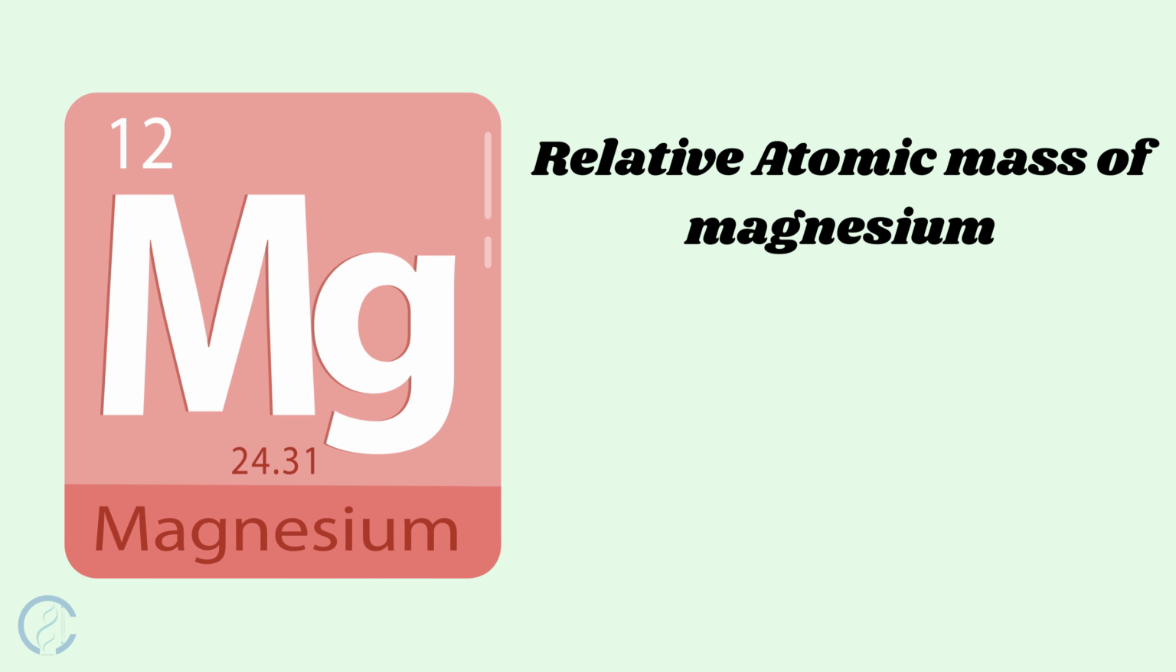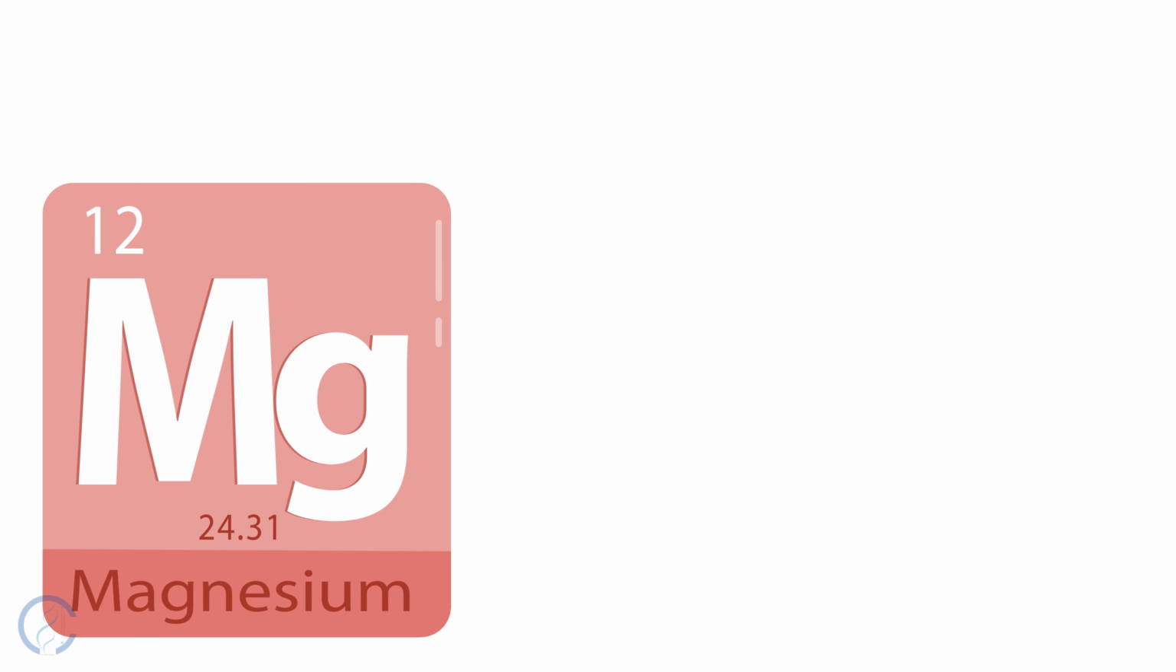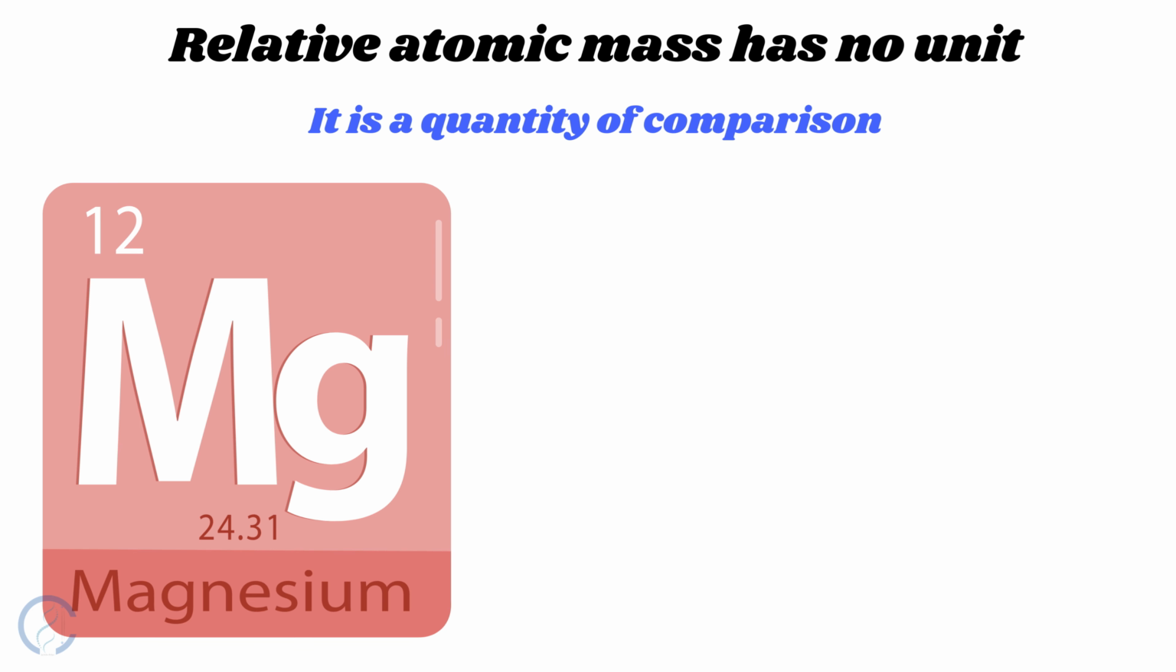For example, magnesium in the periodic table has the numbers 24.31 and 12 beside its symbol. 24.31 is the bigger number and also a decimal, and is therefore the relative atomic mass of magnesium. Notice the number in the periodic table has no unit attached to it, and this is because relative atomic mass is a relative quantity, a quantity of comparison to 1/12 of carbon-12.